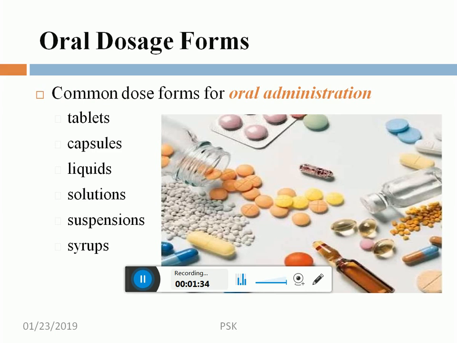So what is meant by oral dosage form? The common dosage forms for oral administration are tablet, capsule, liquid, solution, suspension and syrup.